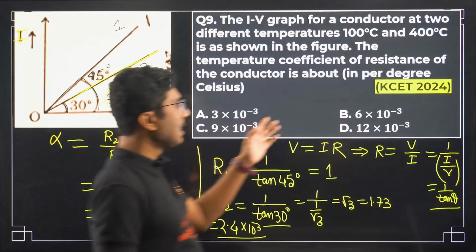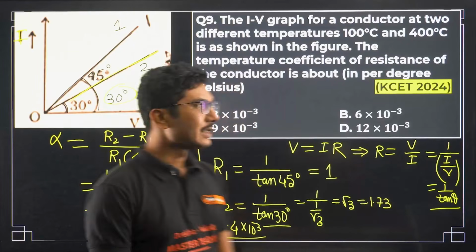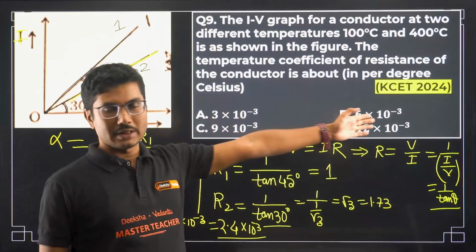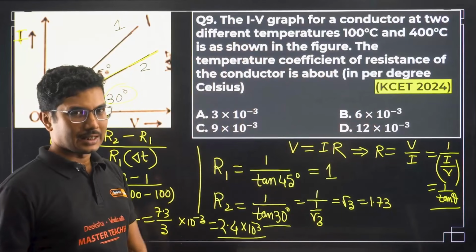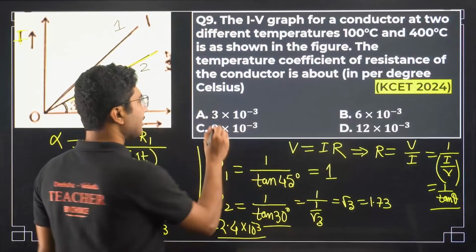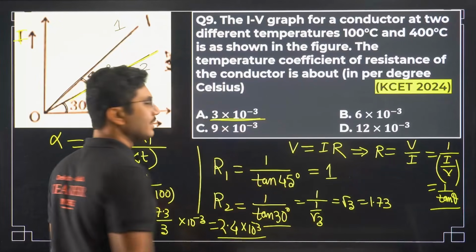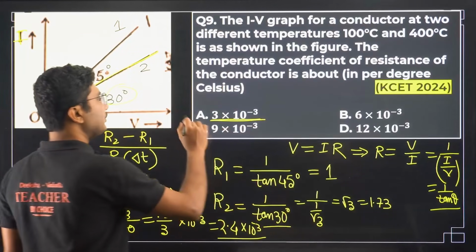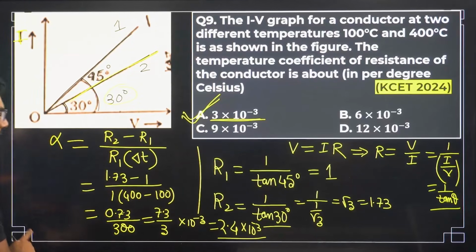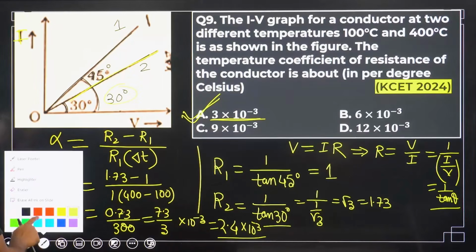Now if you see, none of the answers given here directly match this value. If 2 was given in the answer, then 2 would have been the answer, but 2 is not given. What is the closest value given? The closest value given is 3. So obviously we will choose 3 as our answer. I hope that clears it.